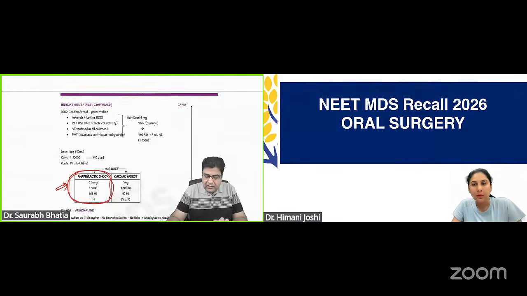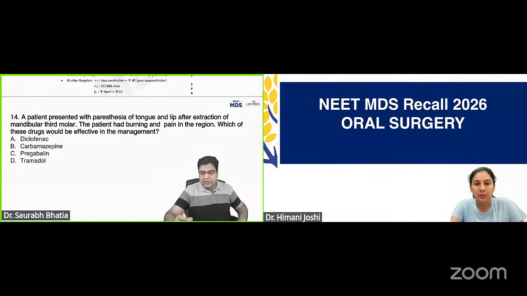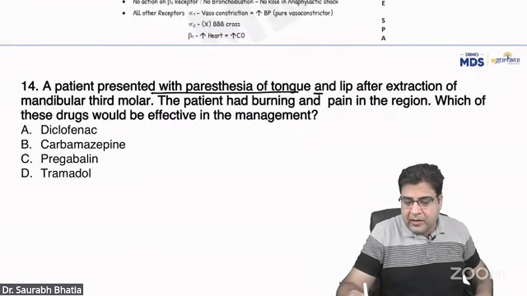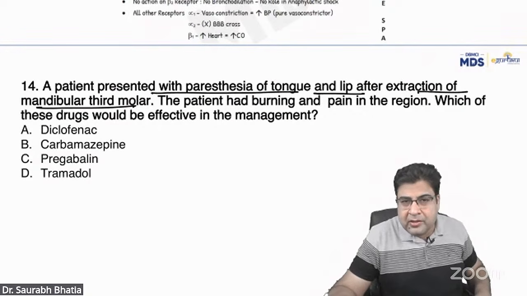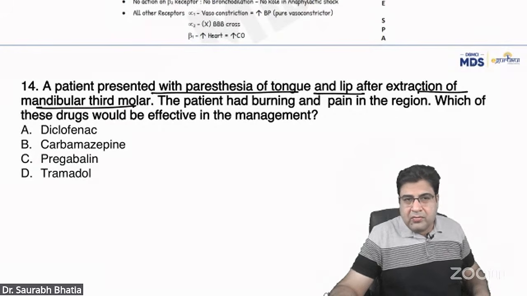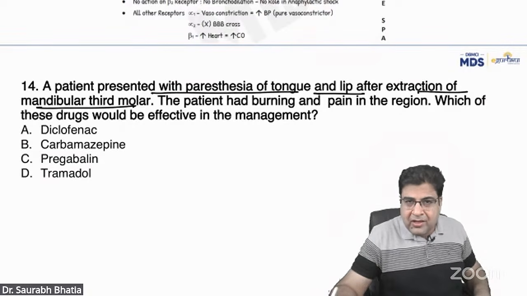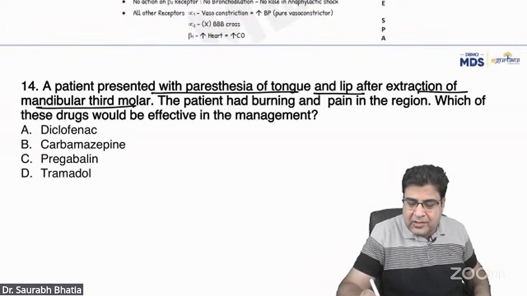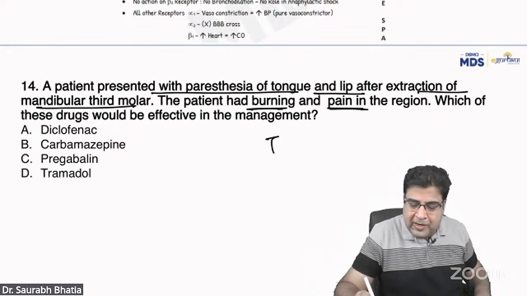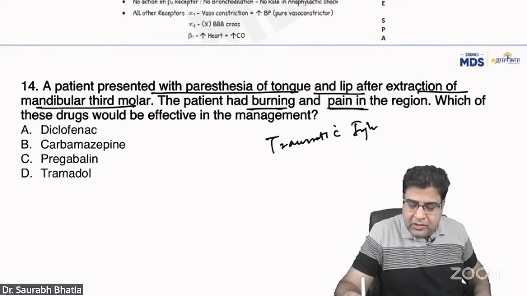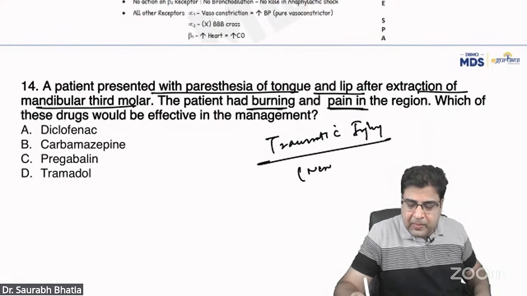Okay. Now next is, a patient presented with paresthesia of the tongue and lip after extraction of the mandibular third molar. So basically you have done some surgery, and after the surgery the patient has got this burning sensation or pain. So this is a traumatic injury. So the patient has got traumatic injury to the nerve. So traumatic neuronal injury. This is a nerve injury caused by the surgery.